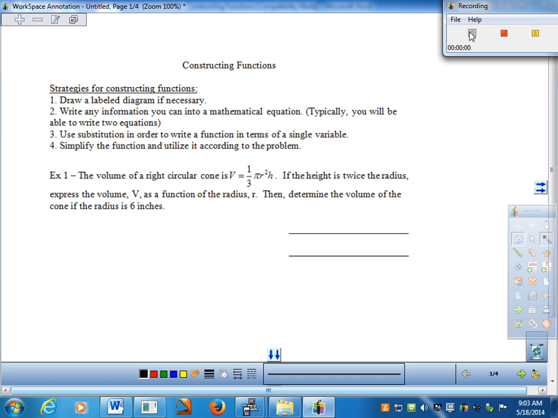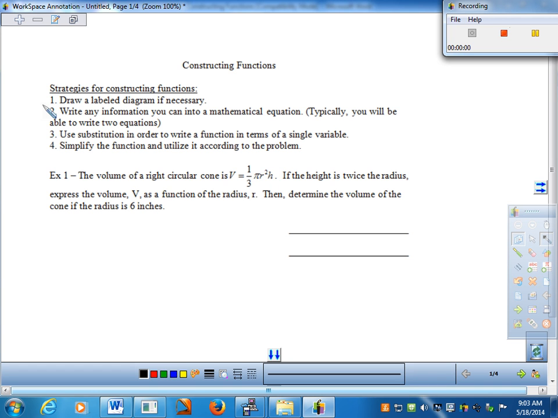Well, why don't we go ahead and start with the 4 strategies that I have listed on your sheet here. And I'll go ahead and just read them and highlight anything that I see that's important. And then we'll dive right into example 1. So first one right up here says draw a labeled diagram if necessary. I've always said I'm a very visual person, and so when I read a problem, it helps when I see something that I can label, and then the mathematics comes from there. So number 1, always draw.